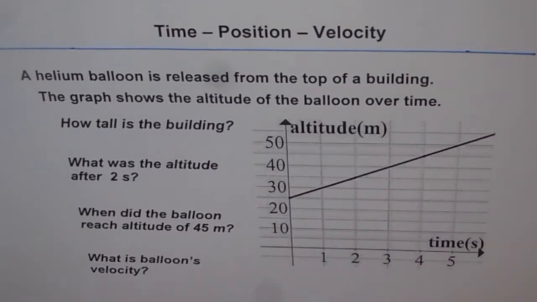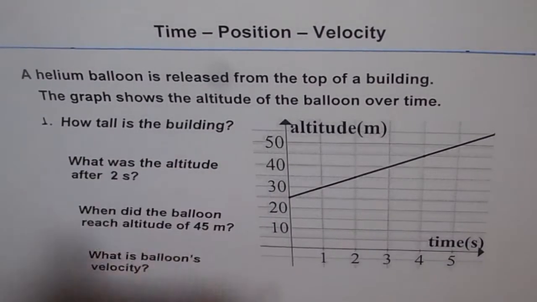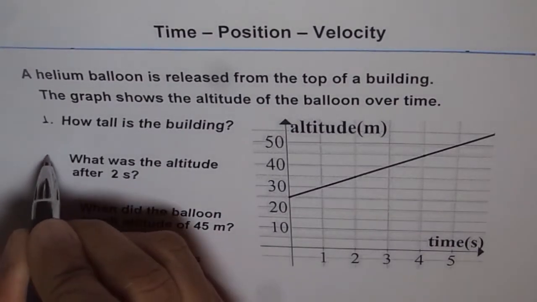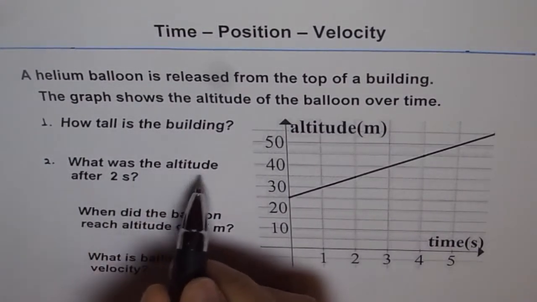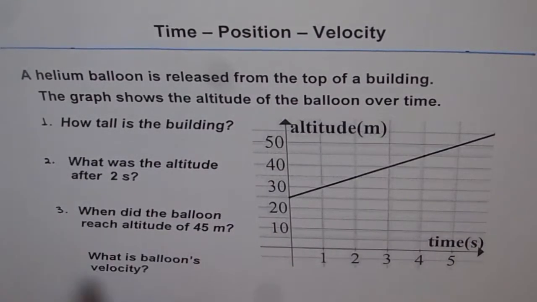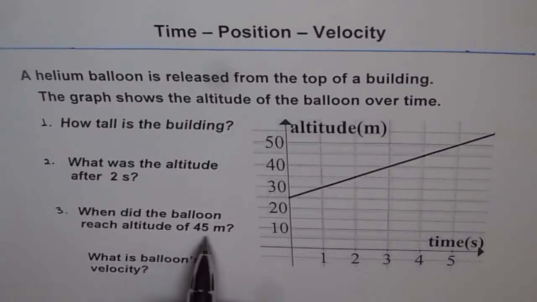Now after studying this graph, you need to answer these questions. Question number 1 is, how tall is the building? Question number 2 is, what was the altitude after 2 seconds? Question number 3 is, when did the balloon reach an altitude of 45 meters? And question number 4 is, what is the balloon's velocity?